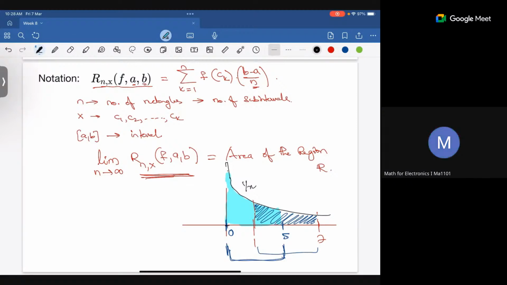Okay, sir. Yeah. So all I mean to say is the area that you are approximating should be bounded. Bounded in the sense that if I compute the area, that should lead me to a finite real value. It should not give me infinity.